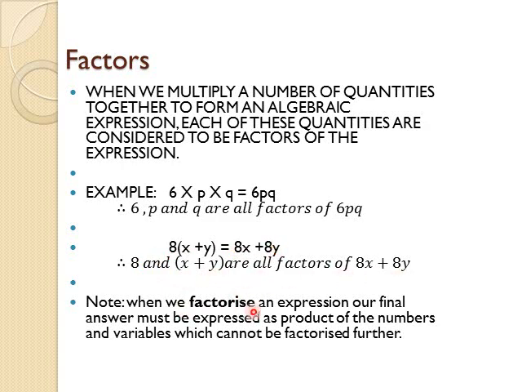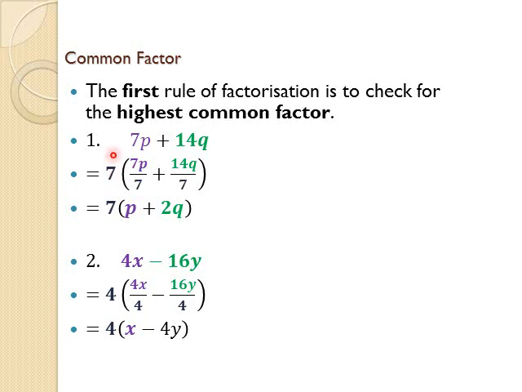Right? So when we factorize an expression, our final answer must be expressed as a product of the numbers. Meaning product, you see there? Take out the common factor and the variables which cannot be factorized further. Right, so without further ado, first problem. Right, so the first rule of factorization, we always check for the highest common factor.